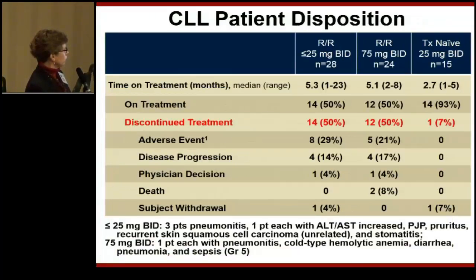So in terms of patient disposition, the follow-up was still very short at this time, about 5 months in the relapsed refractory cohorts and 2.7 months in the treatment-naive group. And you'll note that in the relapsed refractory cohorts, about 50% of patients had discontinued treatment already at this 5-month or so median time point. And much of this was due to adverse events, which are enumerated at the bottom. Many of them are pneumonitis. There's a case of transaminitis, a case of PJP, diarrhea, and also a grade 5 sepsis.